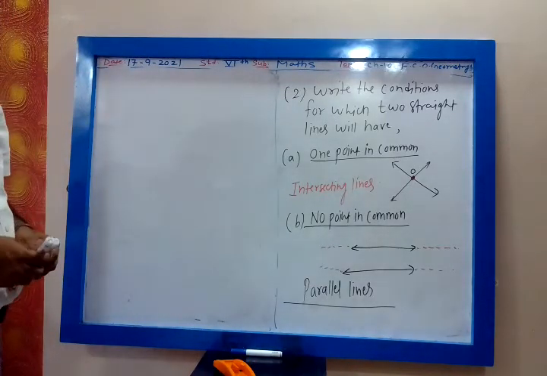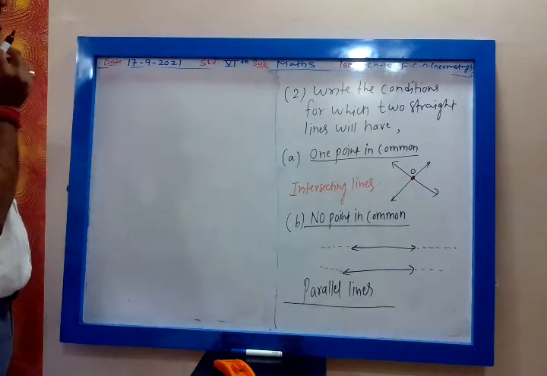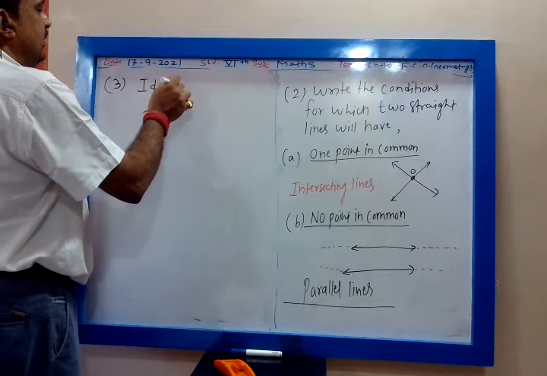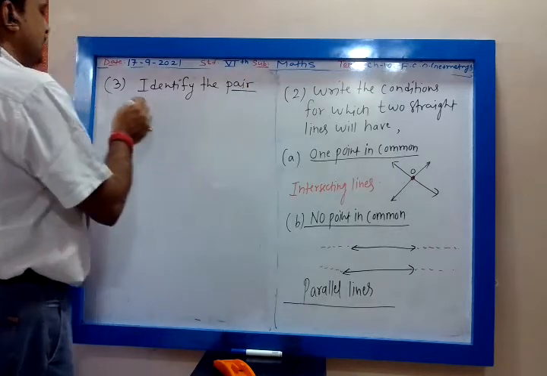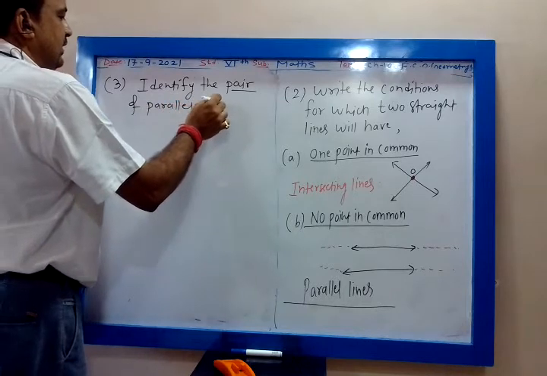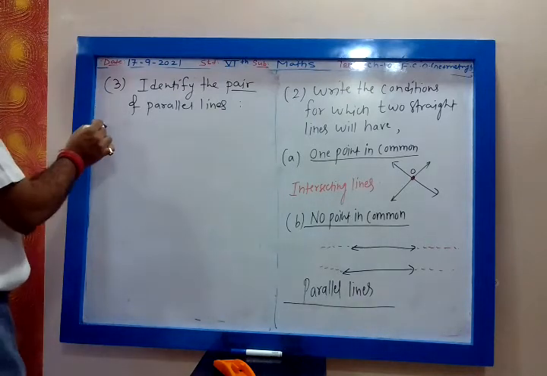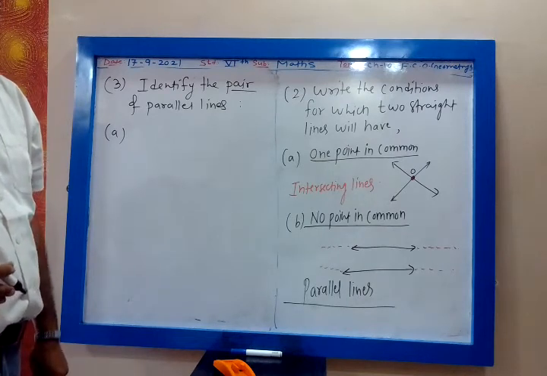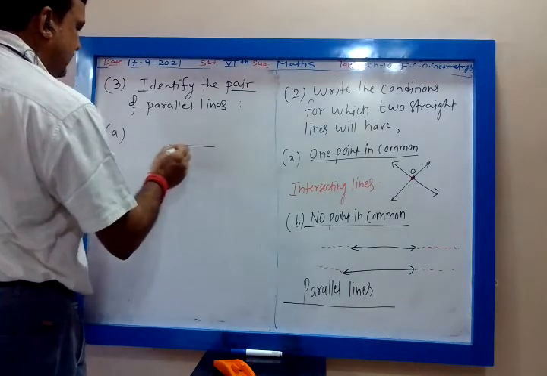Chalo. Identify the pair of parallel lines in the given figure. Pair means two. First, how many sides does it have? 6 sides. So it is a hexagon.